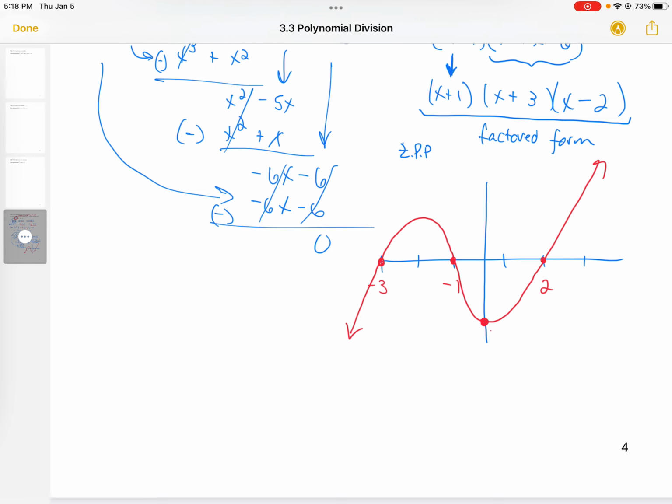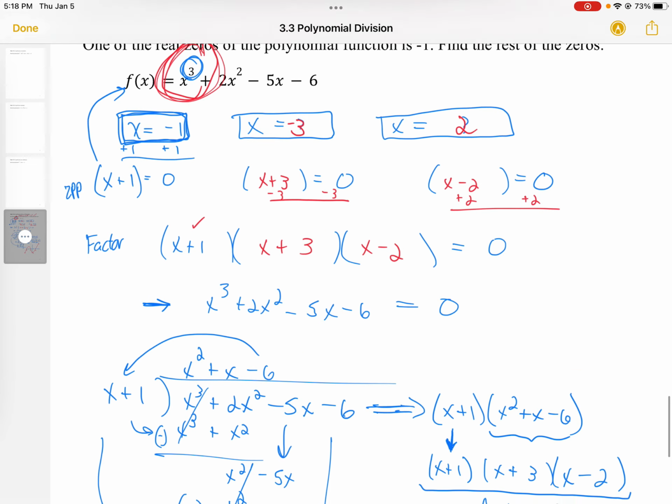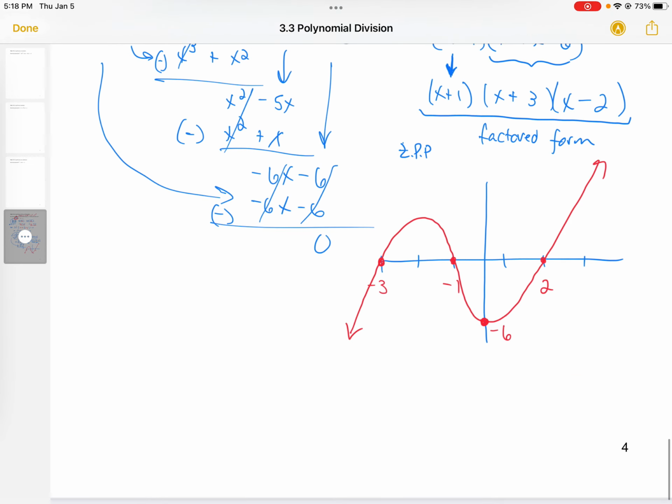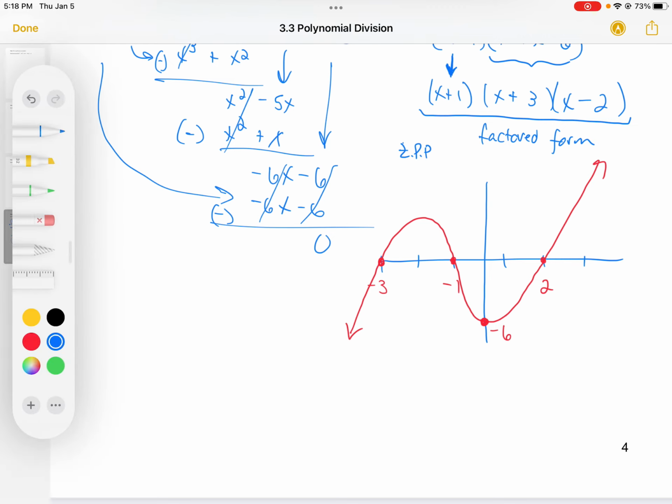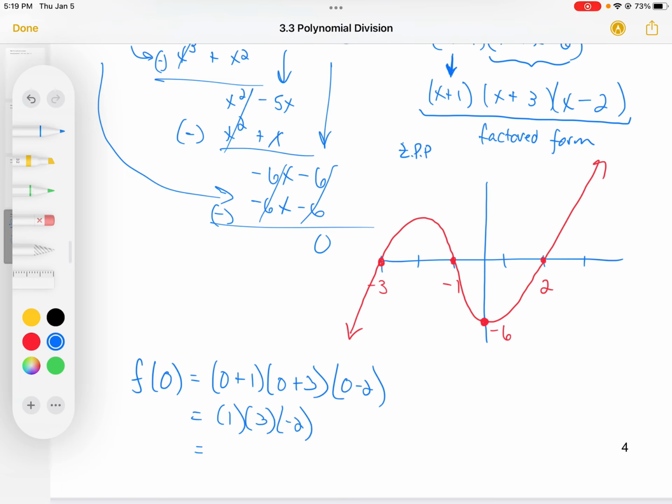So what I generally do here, I'll put my y-intercept there, because we could actually find the y-intercept really easily if we just plugged 0 into our function, which, why don't we do that right now? It's good practice. So we could plug 0 into our function, and I could plug it right into factored form. So I'm plugging 0 in for x everywhere I see an x. So this becomes 1 times 3 times -2, which is that -6 that we have right there.